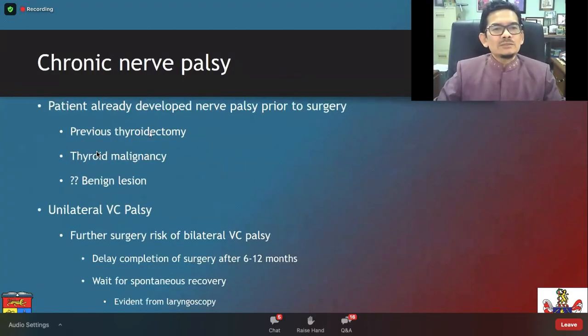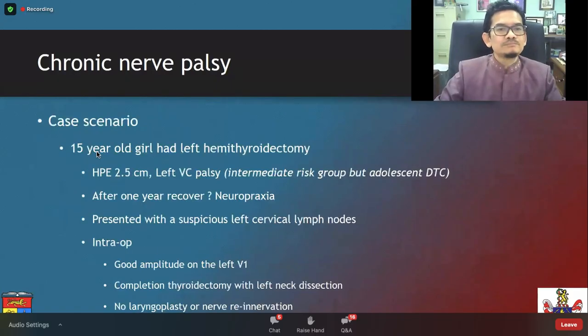Okay, so the last group is the chronic nerve palsy. The patient already developed nerve palsy prior to treatment, either because of previous thyroidectomy, or because of tumor invasion, or in some very rare situations, congenital. So in this patient, they do have unilateral vocal cord palsy, so further surgery will put the patient at risk of having bilateral vocal cord palsy. So if possible to delay the completion surgery, just try to delay for 6 to 12 months and wait for spontaneous recovery. You can look at this with evidence from laryngoscopy or the preoperative EMG.